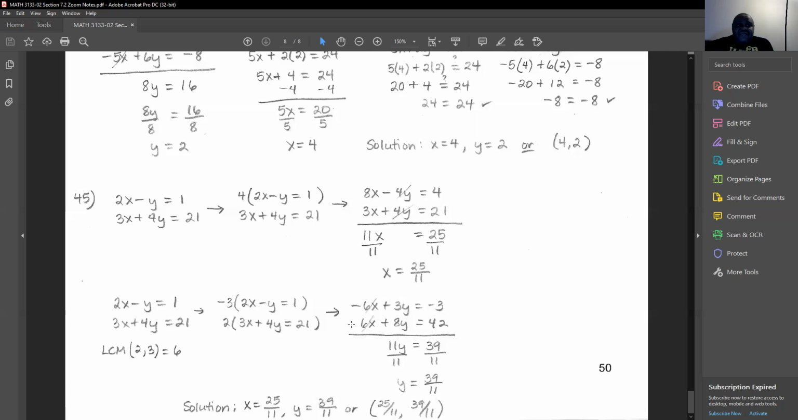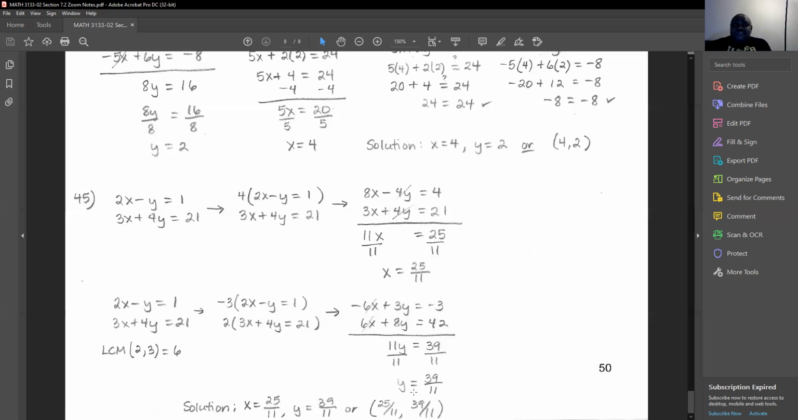Now you can see that the negative 6x and positive 6x added together, that gives me 0. They're eliminated. Add 3y and 8y, this will be 11y, equals negative 3 plus 42, which will be 39. So I get 11y is equal to 39. Divide both sides by 11, you get y is equal to 39 over 11. All right, we know what x is, that's 25 over 11. Y is equal to 39 over 11.